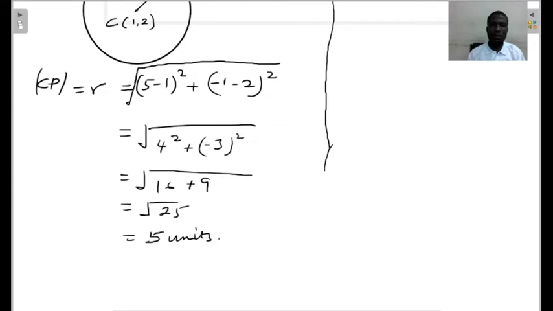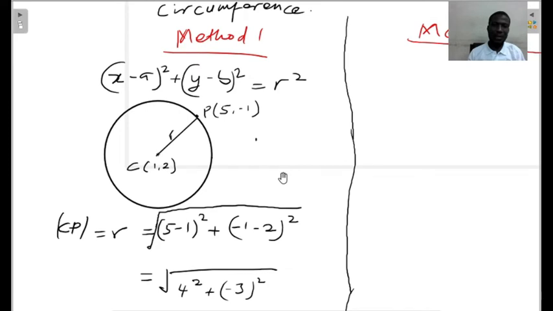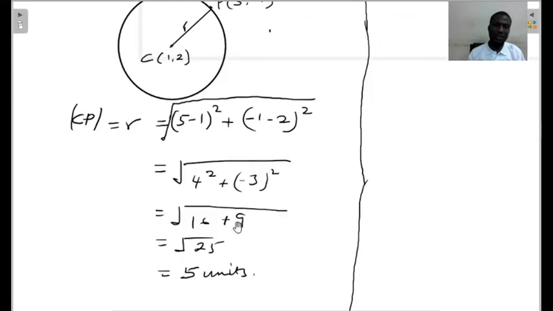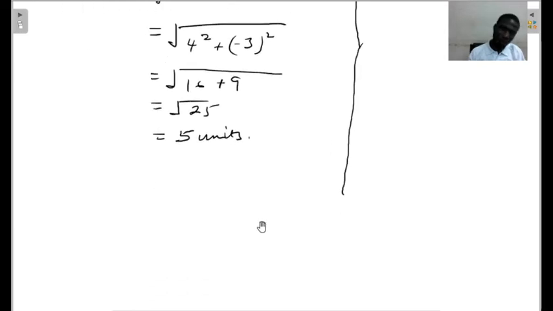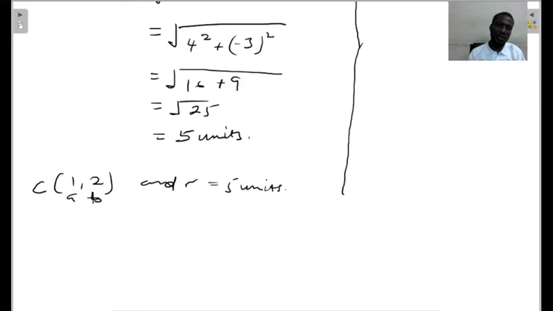Now that we found the radius of this circle, we are going to use the standard formula to find the equation. So you can see that now, with our circle center (1, 2) and radius 5 units, we are good to go. Here becomes our A, here is our B, and this is our radius.